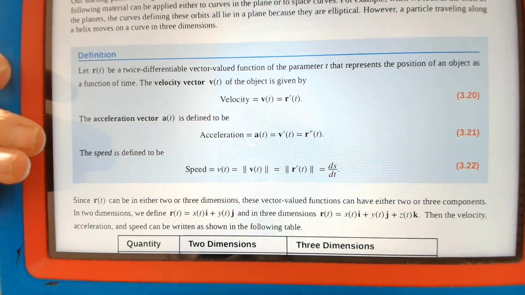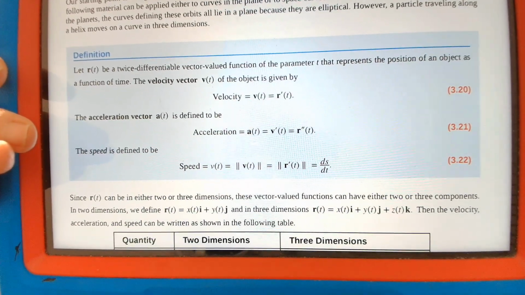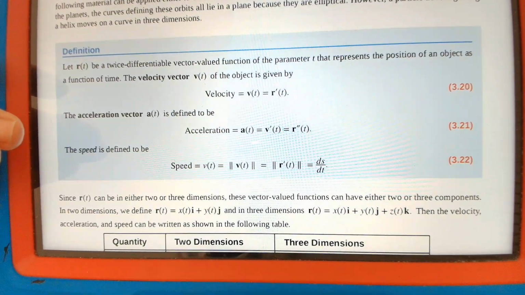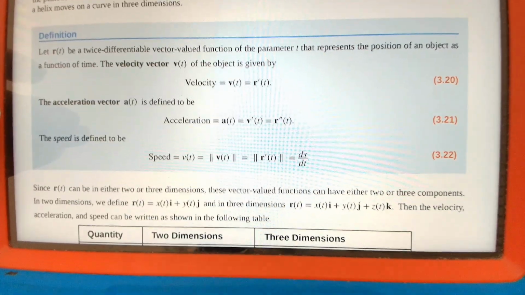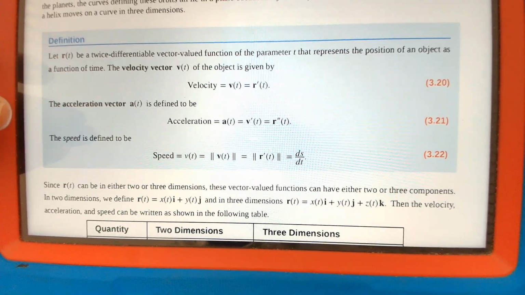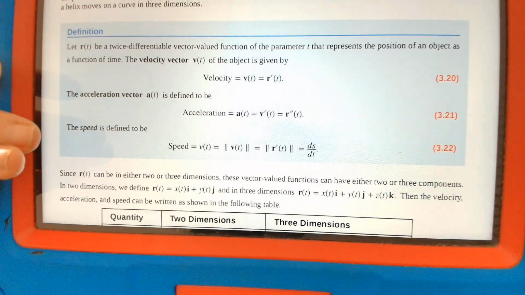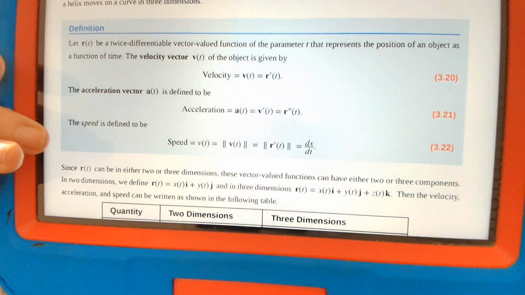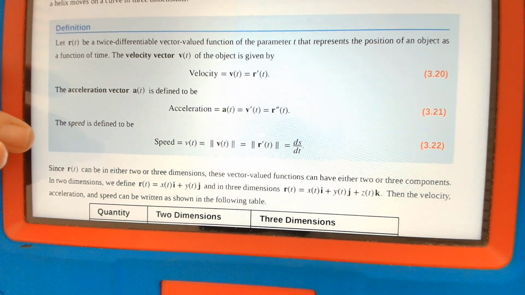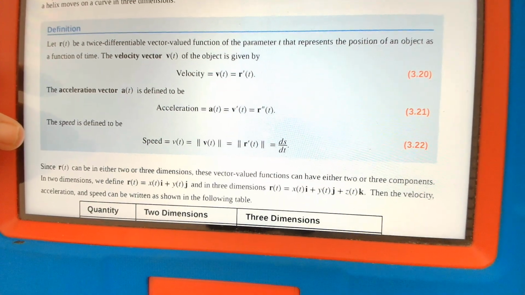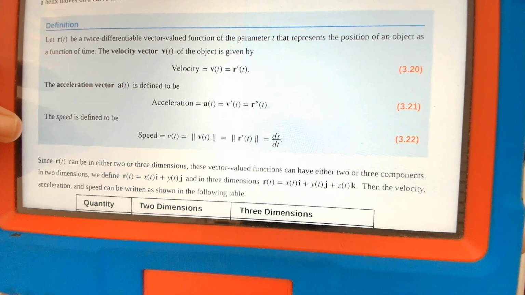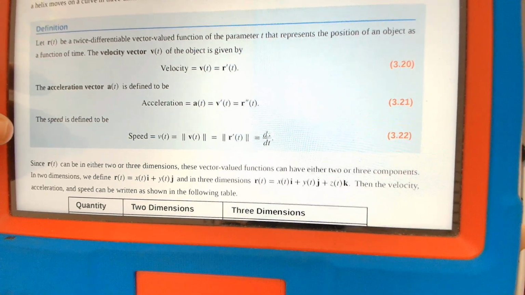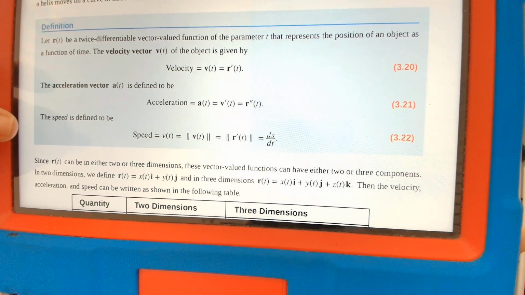Acceleration is v prime of t, or r double prime of t. And to take the derivative of a vector, you just take the derivative of each component. And so basically you do it 3 times. And then the speed, you notice the speed is also called v of t. That v is not bold. That's how we're going to distinguish the speed versus the vector V, which is the velocity.